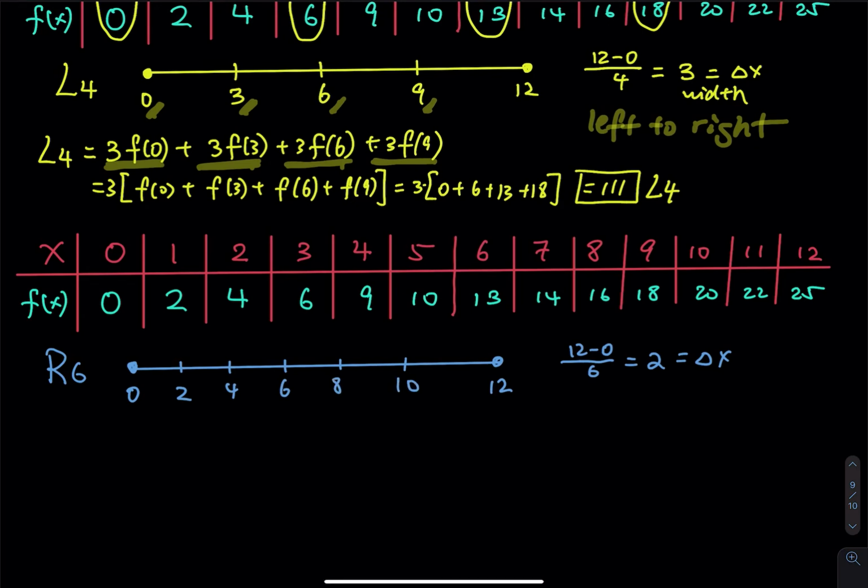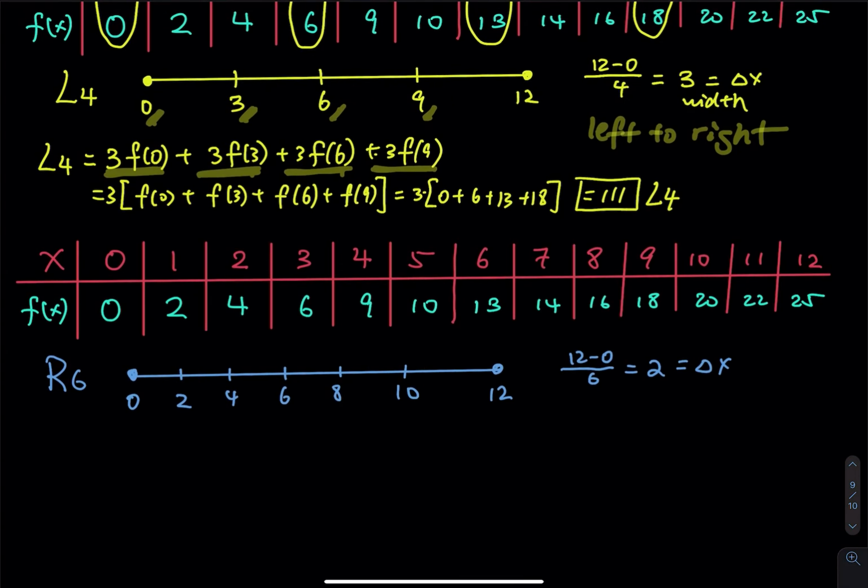All right. So now for the left sum, you go from left to right. What about the right sum? For the right sum, you go from right to left. So that means you have to grab 1, 2, 3, 4, 5, 6, stop. You don't grab the last one. From left to right, you don't grab the one on the right. From right to left, you don't grab the one on the left.